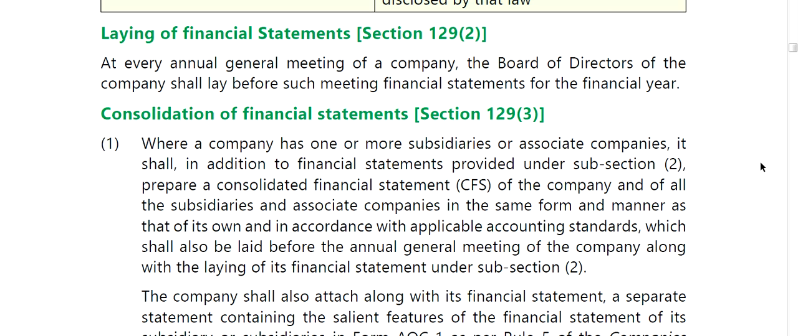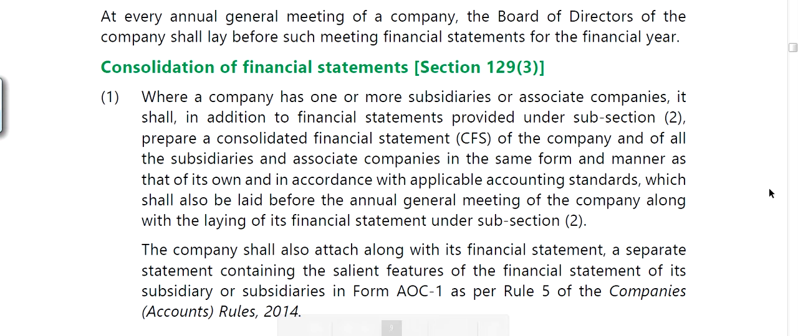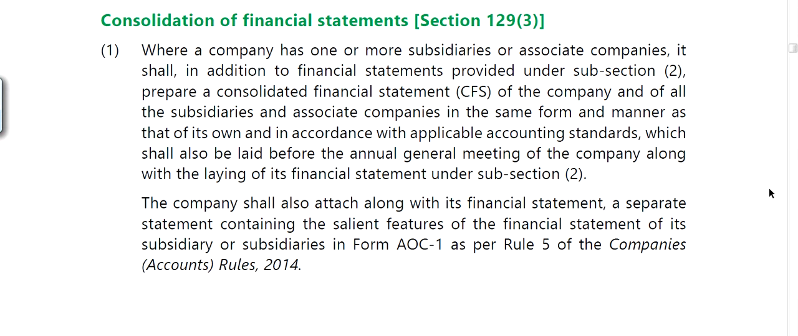Next subsection under section 129, laying of financial statements. At every AGM of a company, the BOD of the company shall lay before such meeting the financial statement for the financial year. They have to present, they have to lay the financial statement in the AGM. CFS, that is subsection 3.